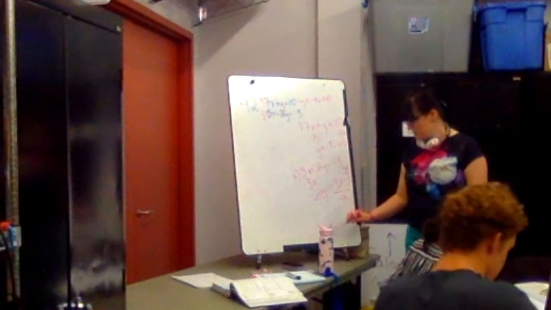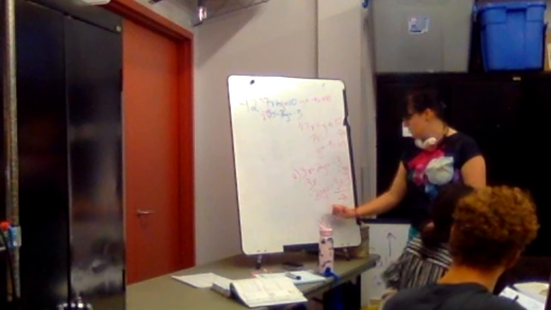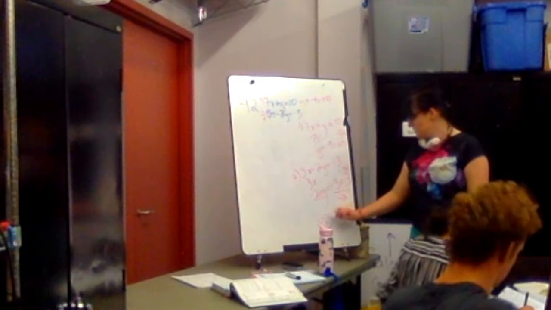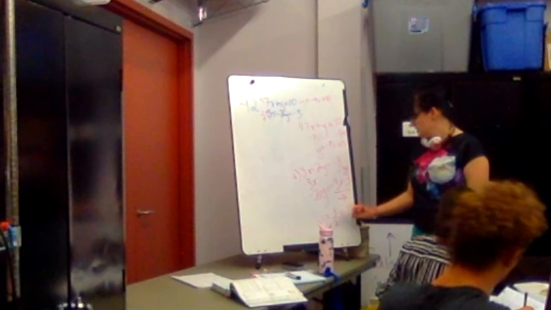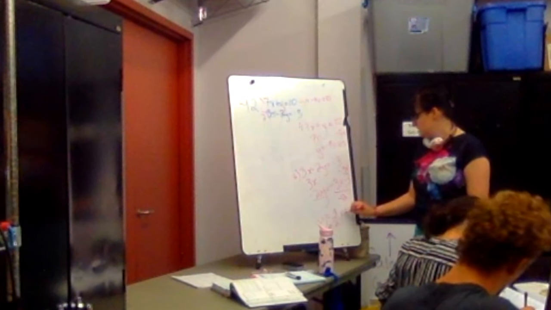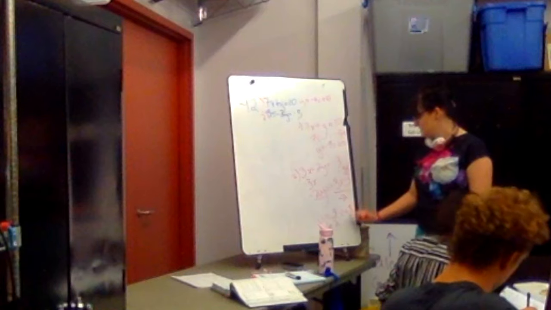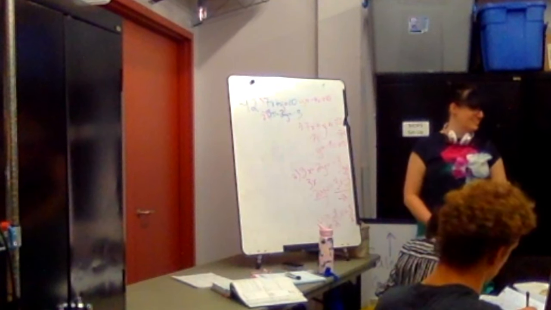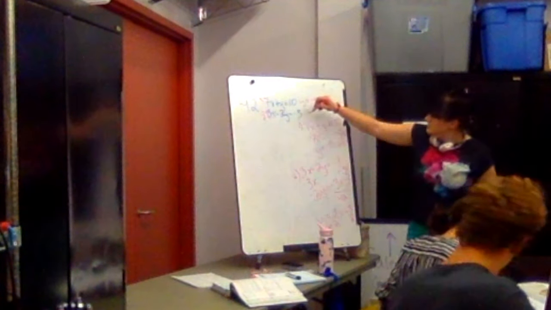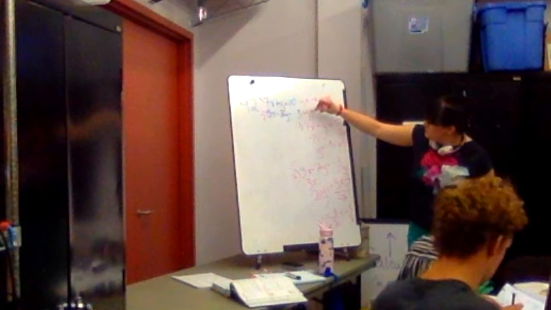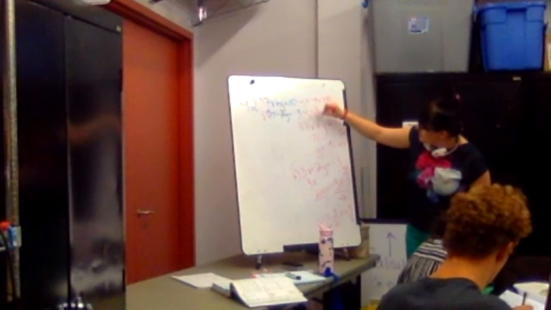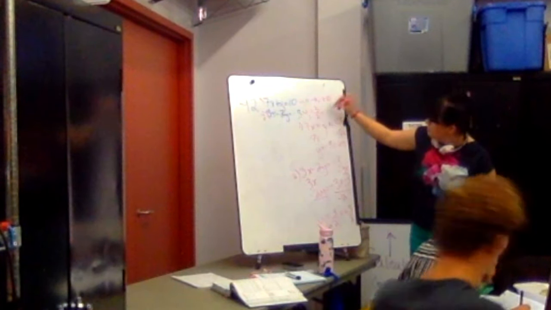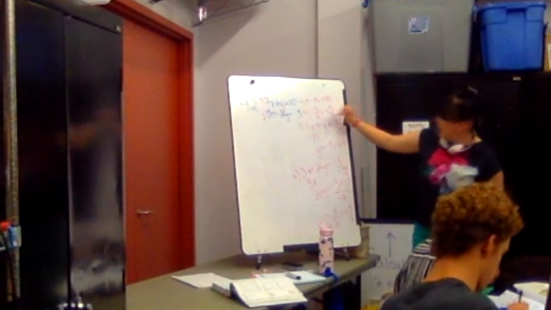So dividing everything by negative 2, I get that y equals 3 halves x plus 3 halves. So y equals 3 halves x plus 3 halves.